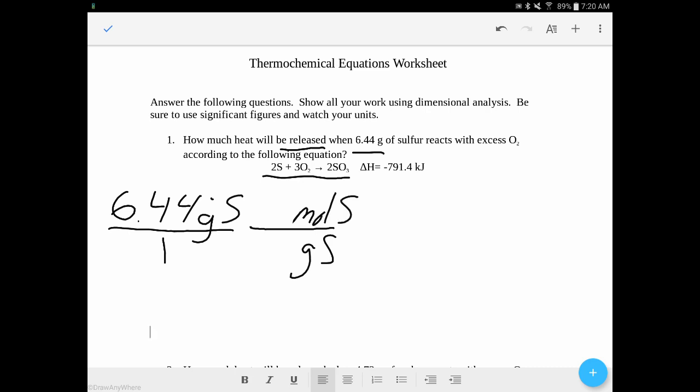The number that goes next to moles is 1. The number that goes next to grams is the molar mass of sulfur, which turns out to be 32.07. So now grams of sulfur cancels out. We're left with moles of sulfur, which is not where we want to be. So we want to do another conversion factor. Since we have moles of sulfur on top, we want moles of sulfur on bottom. And we are converting to energy here.